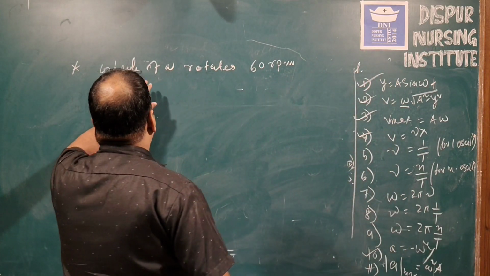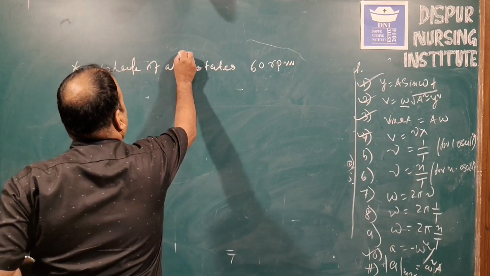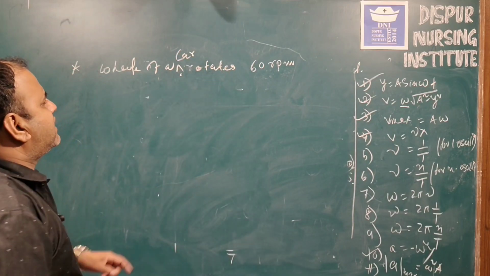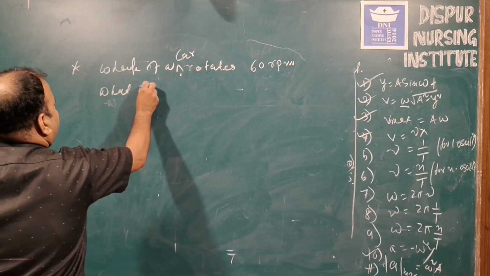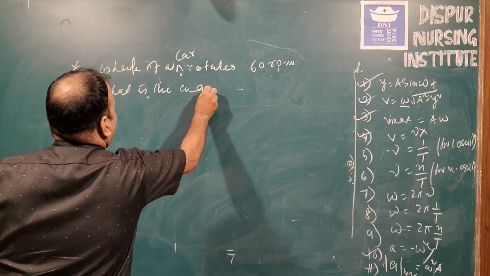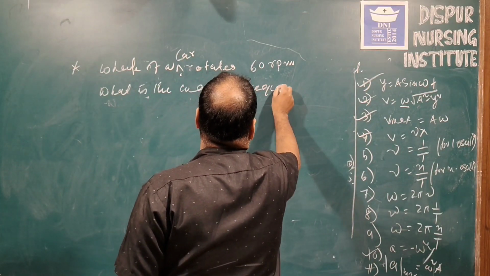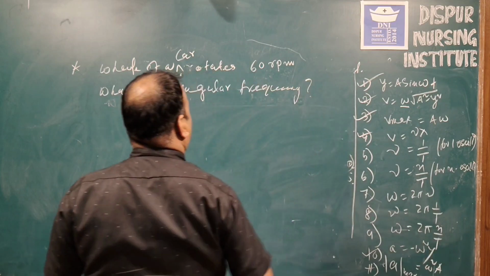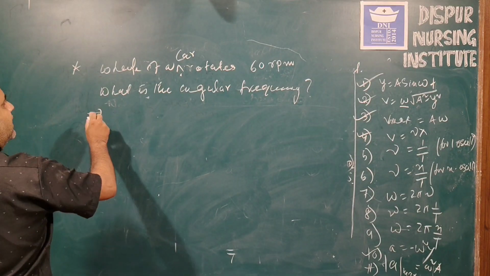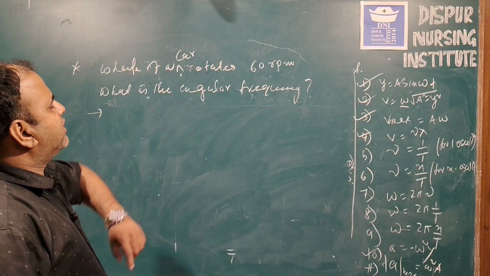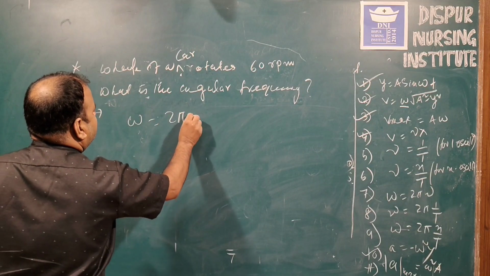So in this case, wheel of a car rotates 60 rotation per minute. So what is the angular velocity or angular frequency? We have to calculate the angular frequency. So in this case you always remember the given rotation per minute. What is the formula? Normally angular frequency omega we know that twice pi nu.